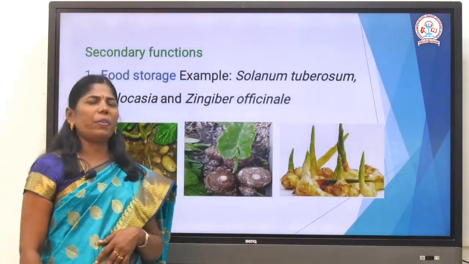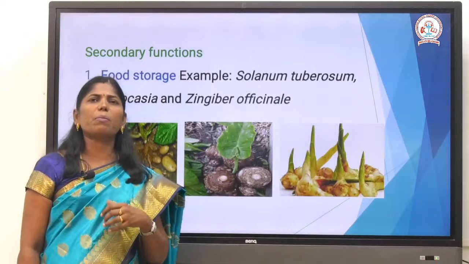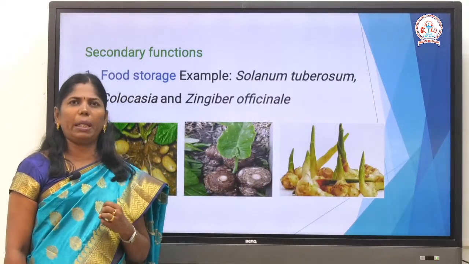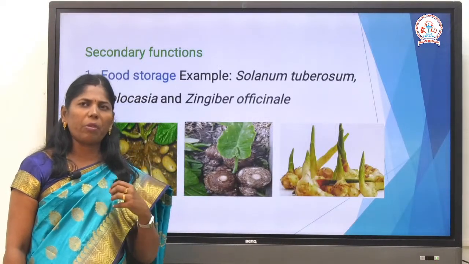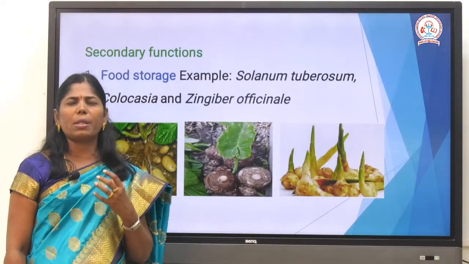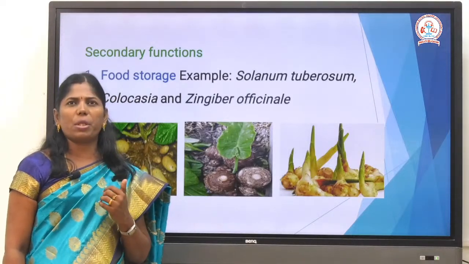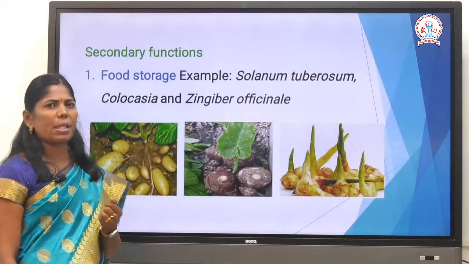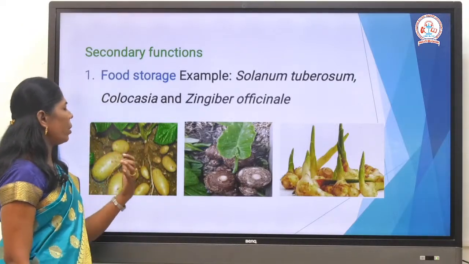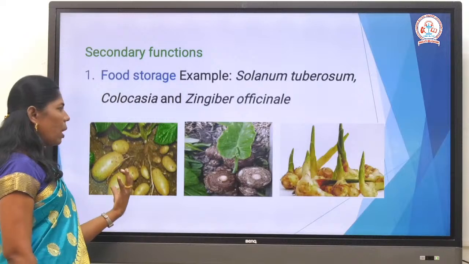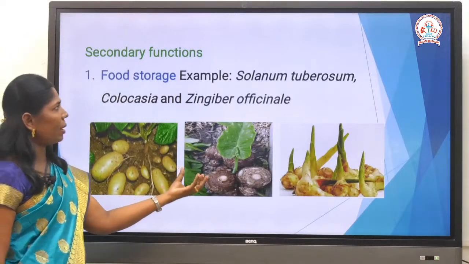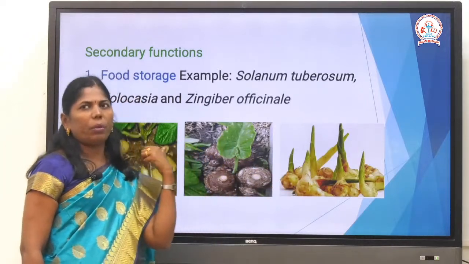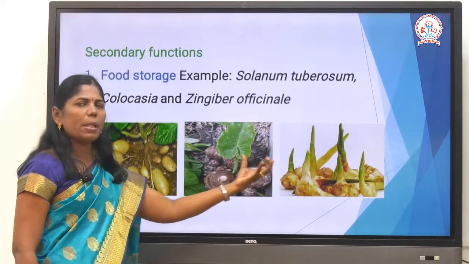Next, what about the secondary functions? Secondary function: the stem is modified to store the food materials. A stem is modified to give mechanical support to the plant body. So that is known as the secondary functions. The first one we are going to see is food storage. Okay, in food storage you can see the pictures: Solanum tuberosum, Colocasia and Zingiber officinale. Okay, so these are all tubers.